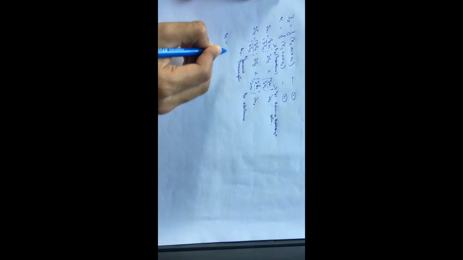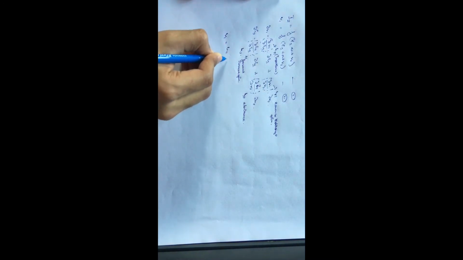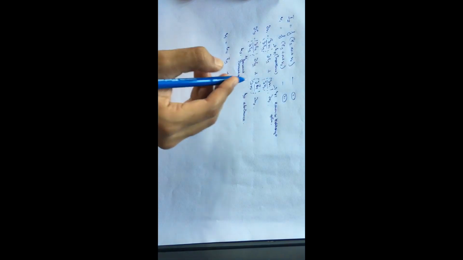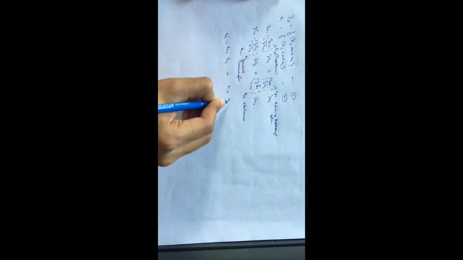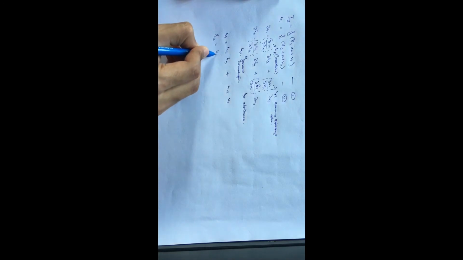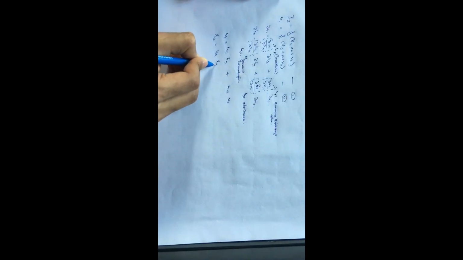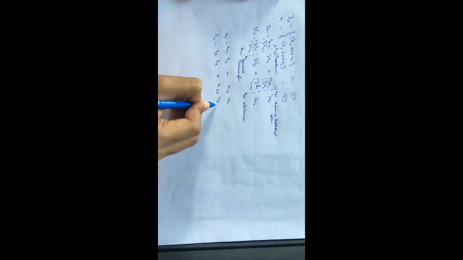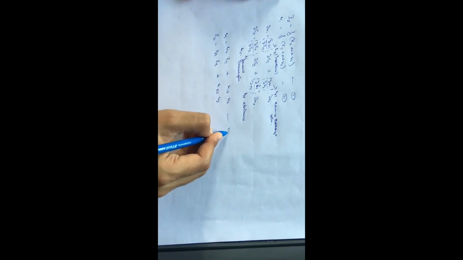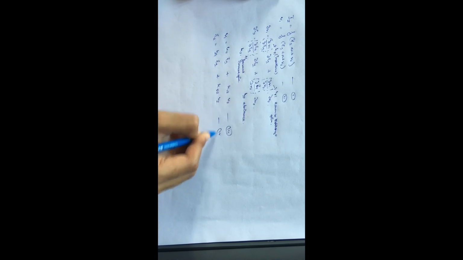V1 equals H11 I1 plus H12 V2. Similarly, I2 equals H21 I1 plus H22 V2. Writing these as equation 3 and equation 4.